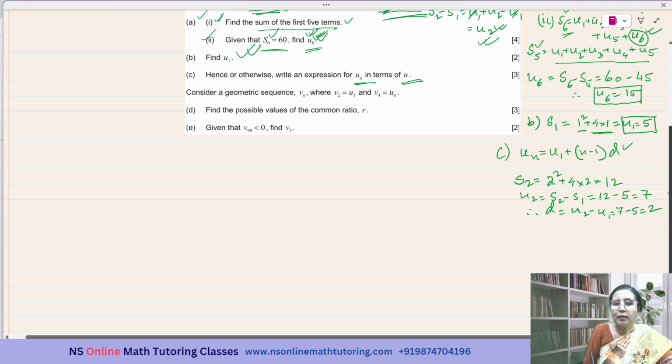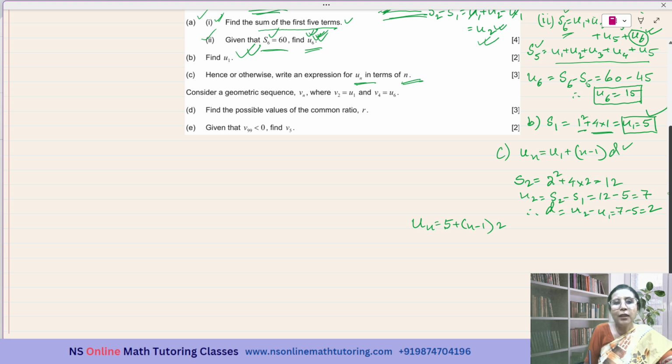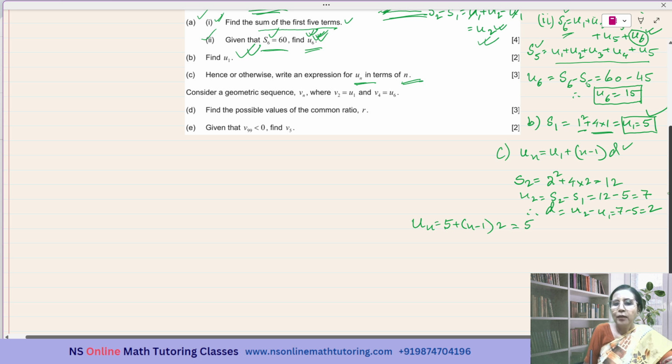Therefore, I can write Un equal to U1, which is 5, plus n minus 1 times 2. You may keep it this way. As your final answer, you can give this expression and you will get full marks, or else you can write this as 5 plus 2n minus 2, which is equal to 3 plus 2n. So this is the answer for subpart C.